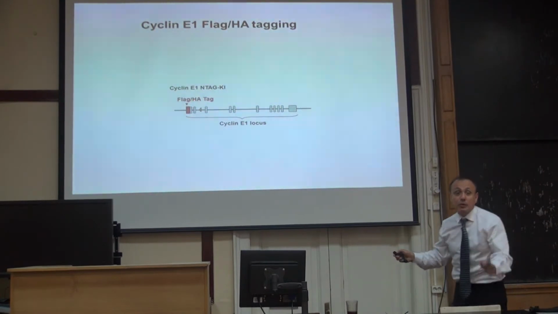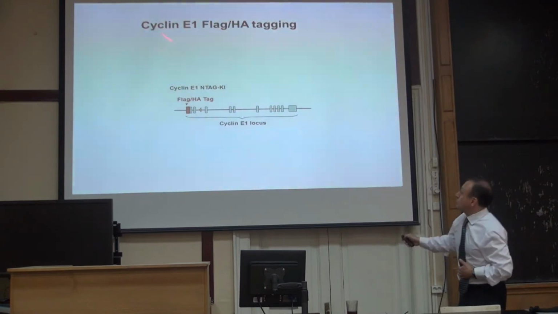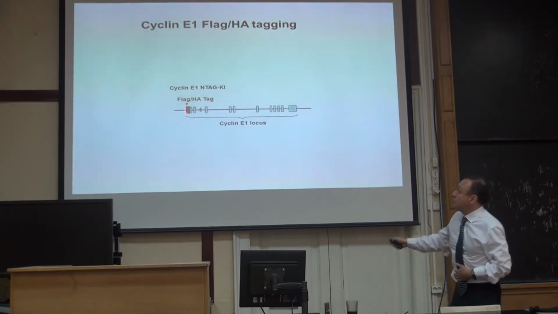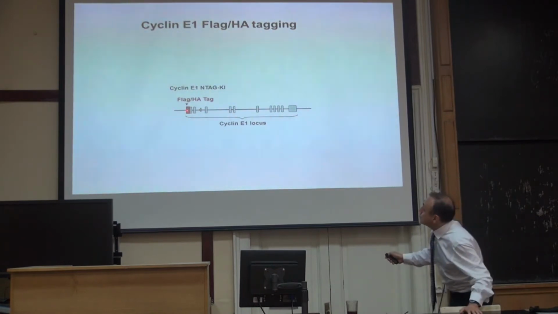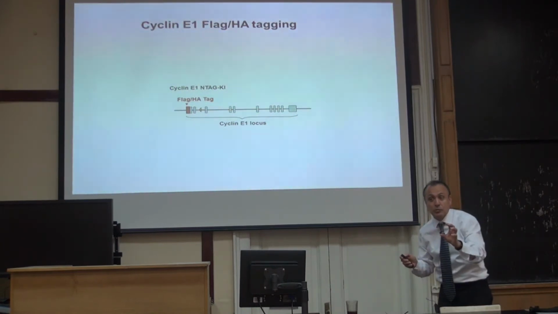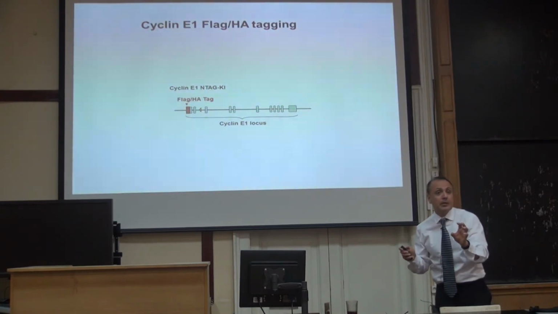So this mouse, when we brought it to homozygosity, in every cell is going to express cyclin E, of course. It's driven by its normal promoter, so everything is physiological, except that there are two little tags attached to this protein. Do you understand it? Yeah?